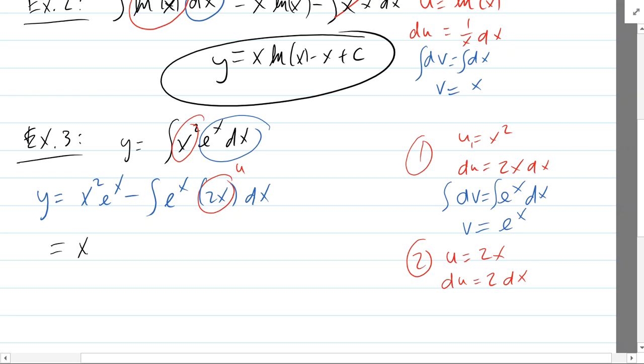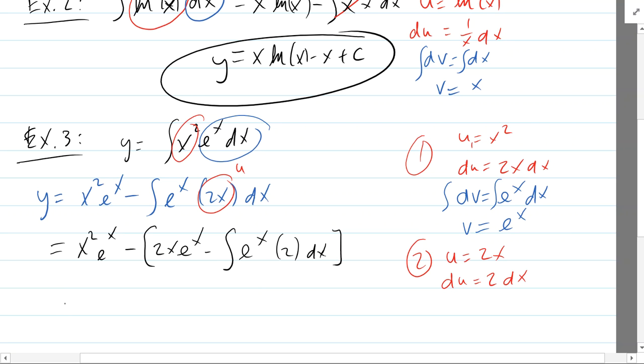The first term is still the same. I'm just trying to break up this integral, right? So it's minus, and I put parentheses. The uv for my second time around: u was 2x, same v, e to the x, minus the integral of v, which is e to the x, du, which is 2 dx. Now, can you integrate it? Yes.